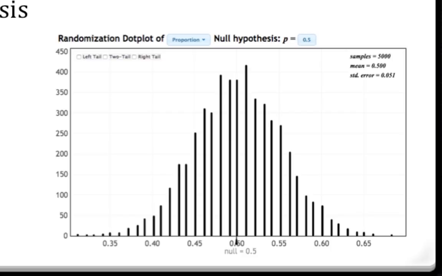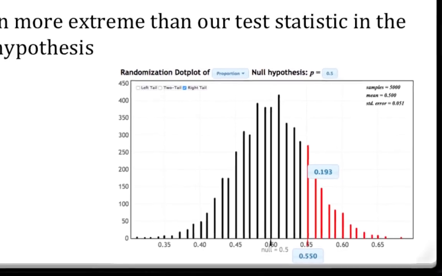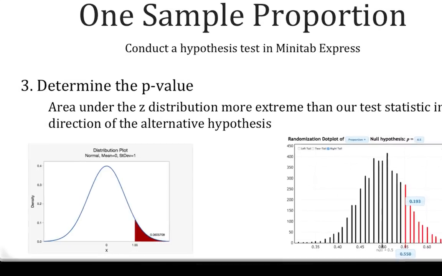So in StatKey, we would construct the randomization dot plot, and then the p-value would be the area more extreme than the observed test statistic. It's the same idea here, except now instead of using the randomization distribution, we're using a z-distribution. And instead of using the actual test statistic as the cutoff, we're first converting it to a z-test statistic.